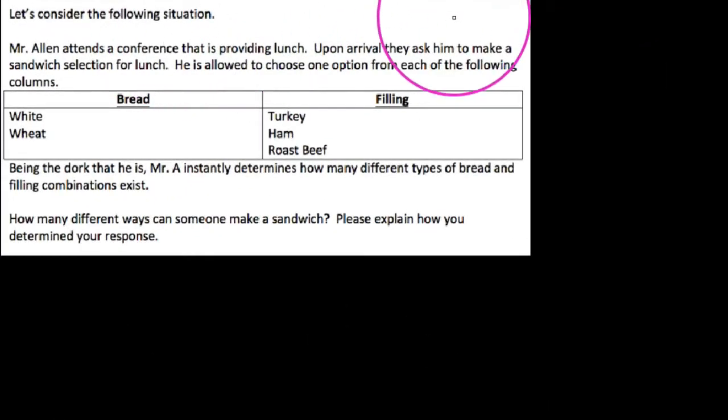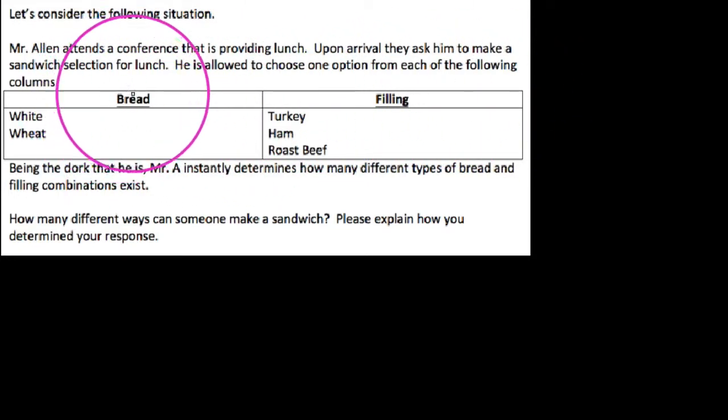In this video, we're going to be discussing how we can easily calculate the total number of possible outcomes that exist for given situations. In order to lead into what we call the fundamental counting principle, let's consider the following situation. Mr. A attends a conference that's providing lunch. Upon arrival, they ask him to make a sandwich selection for lunch, and I get to choose from these following options in these columns.